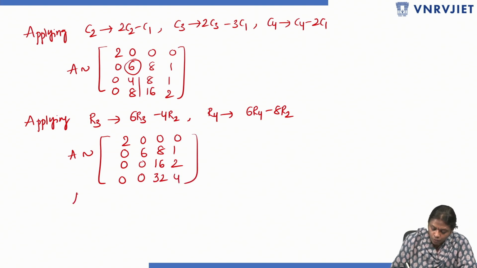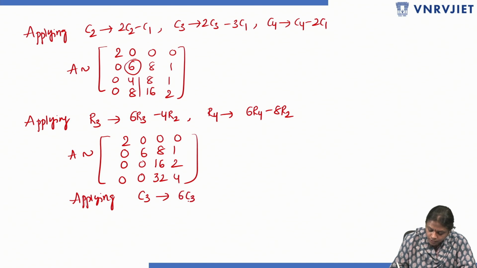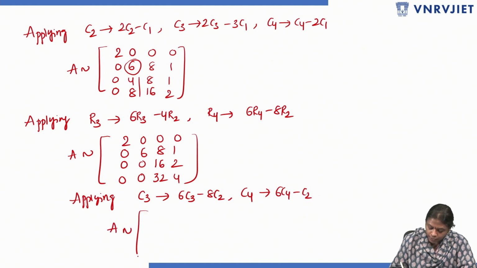Now applying C2, I need to make C3, C4 equal to zeros. C3 tends to 6C3 minus 8C2 and C4 tends to 6C4 minus C2. Since I'm not applying any operations to the first column and second column, I'm writing as it is: 2, 0, 0, 0, 6, 0, 0.